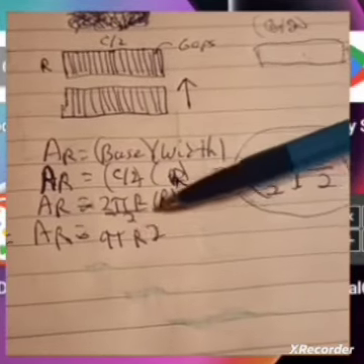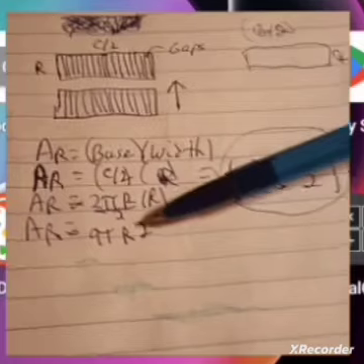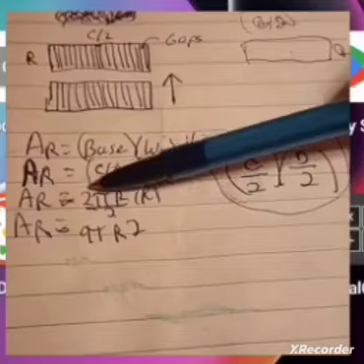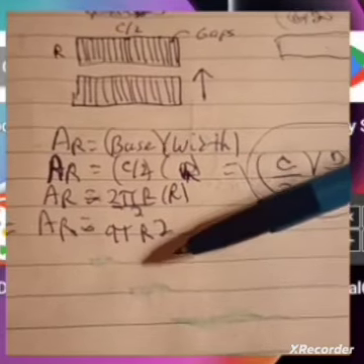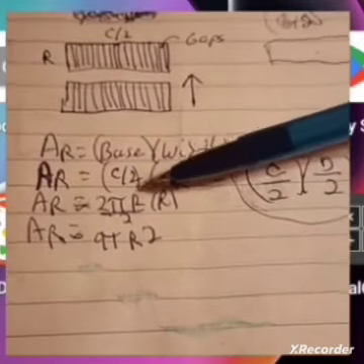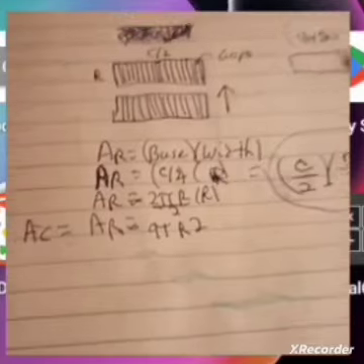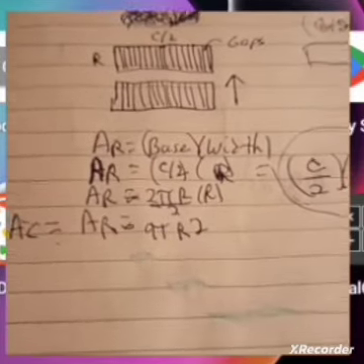The area of the rectangle is now 2 pi r divided by 2 times r, and the 2's in the numerator and denominator will cancel out to 1, and you're left with pi r squared. And that's the area of that circle.